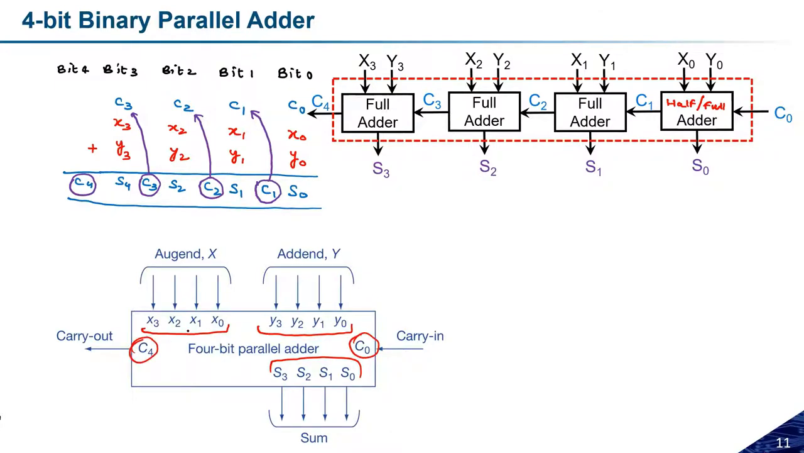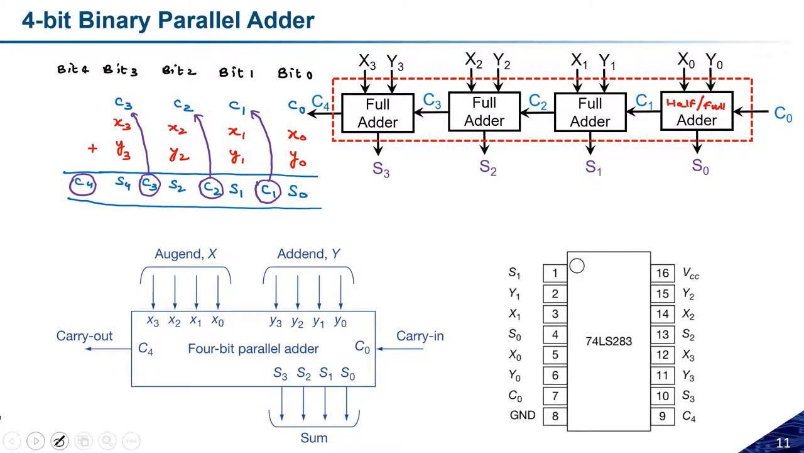So if we have some structure, some block like that, this can act as a 4-bit binary parallel adder. To perform this operation, we have an IC, and that IC is 74LS283. So the 74LS283 IC is utilized for a 4-bit binary parallel adder. You don't need separate ICs for half adders and full adders that you then have to combine. No. Directly, you can get one single IC that can work for this purpose.